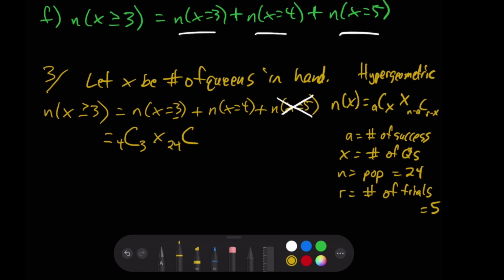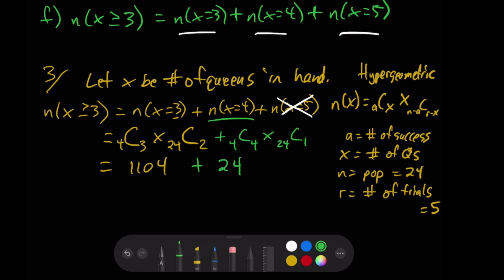So every time I pick a card, that's a trial. We've already said 3 of them are queens, so there's only 2 left. So 5 minus 3 is 2. And let's do our next term, plus 4 queens in the deck. We're choosing all 4 of them, times 24 other cards, choosing 1 other card. Now we can calculate. So I'm going to have 4 choose 3 times 24 choose 2 is equal to 1104, plus 4 choose 4 times 24 choose 1 is 24.